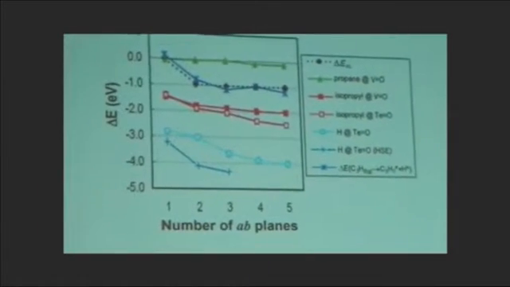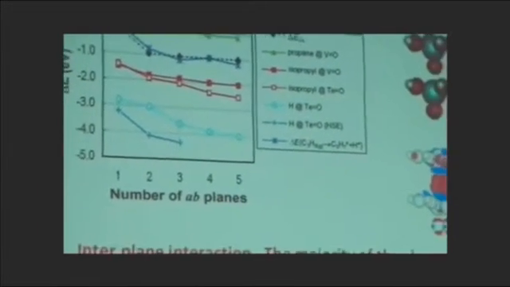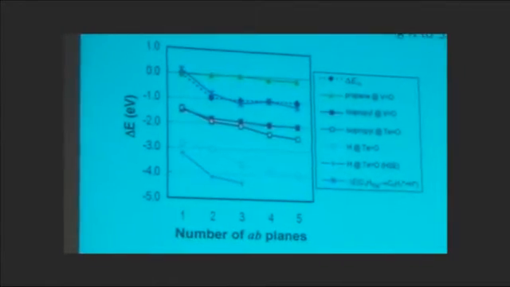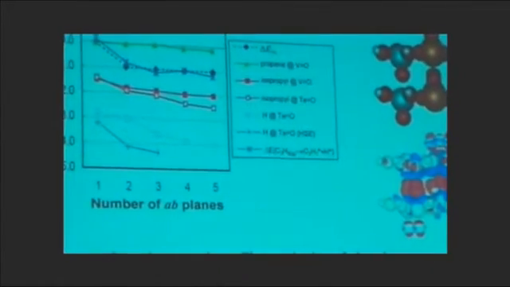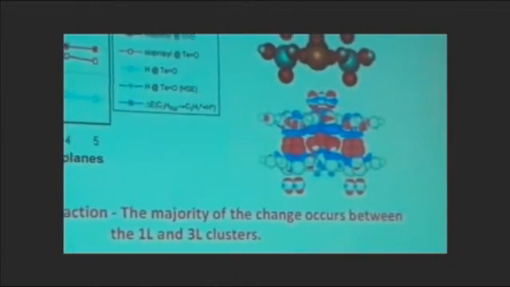Similarly, we also checked the initial products of the first step. For example, when you activate propane, you get isopropyl and hydrogen. So we checked the change in energy with respect to the number of layers, and we found that when you have three layers, all the energies almost get converged. For example, this one, the isopropyl on tellurium oxo, and this one, hydrogen on tellurium oxo, need 5 layers to get the properties converged. But as you can see, when you use 3 layers, the majority of the changes were addressed here.